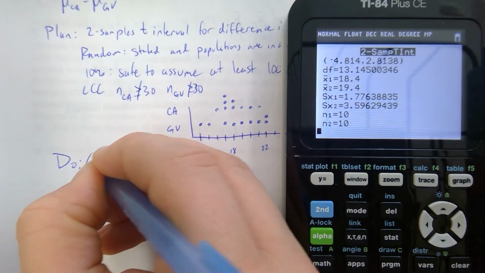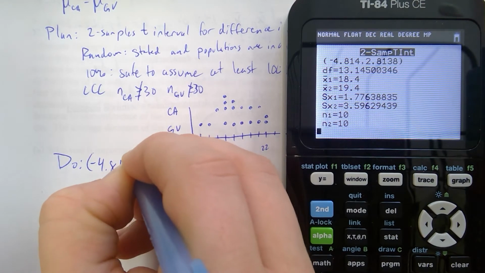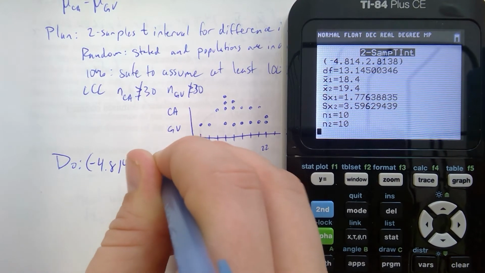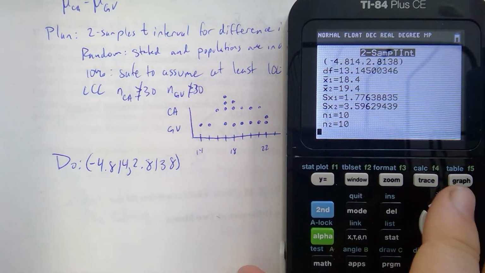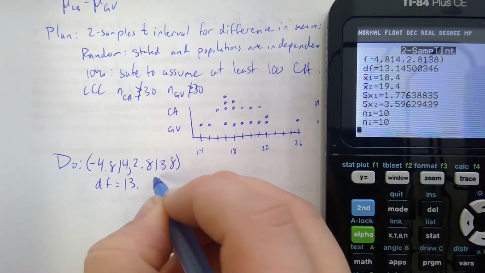So we just have to write down a couple of things on our do portion. Let's write down our confidence interval: negative 4.814 comma 2.8138, and then our degrees of freedom, 13.1.